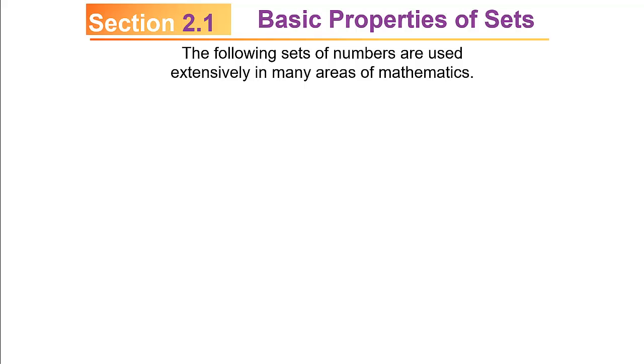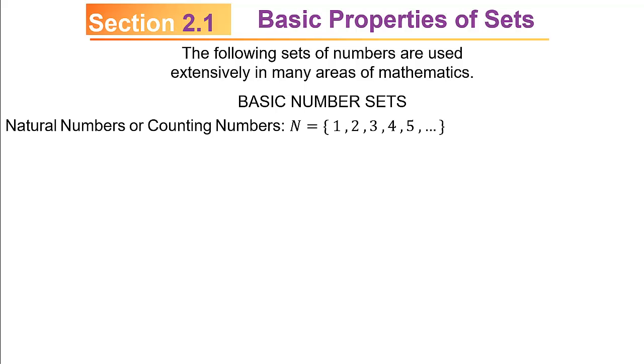Because this is a math course, we'll be particularly interested in certain sets, and I'm going to mention a few of them now, and they're used extensively in many areas of mathematics. First of all, we have the natural numbers, sometimes called the counting numbers. We use a capital N when we're talking about those numbers, and it's simply the numbers we count with: 1, 2, 3, 4, 5, and the ellipses, the dot, dot, dot at the end just means that the pattern continues forevermore.